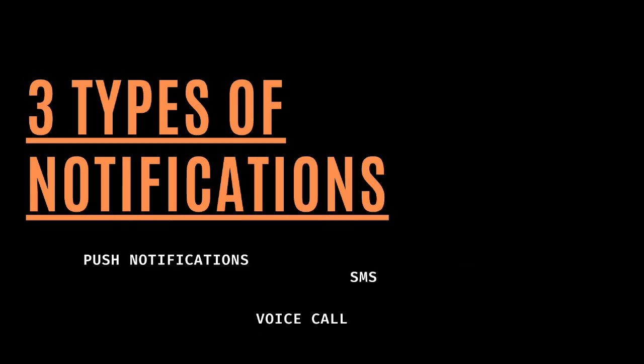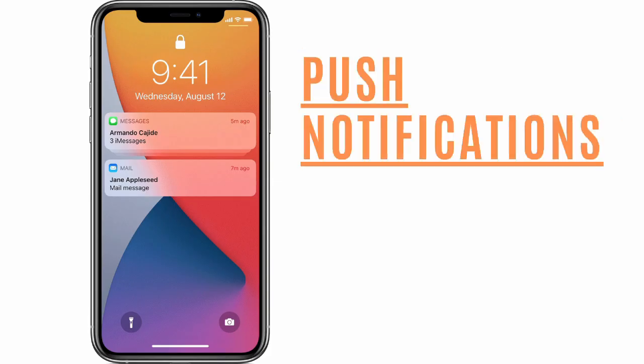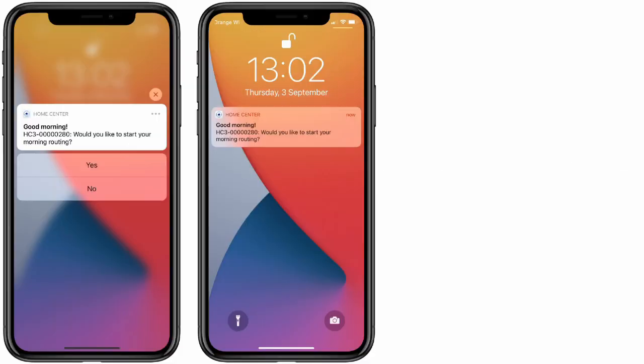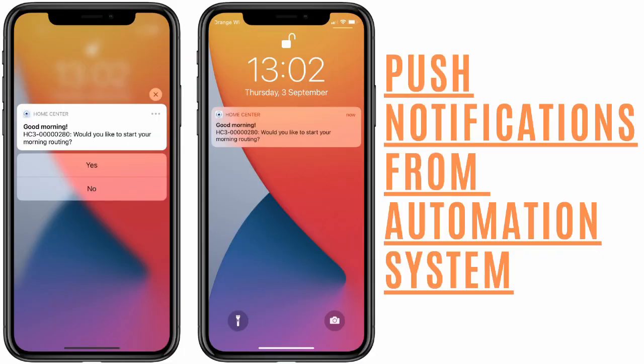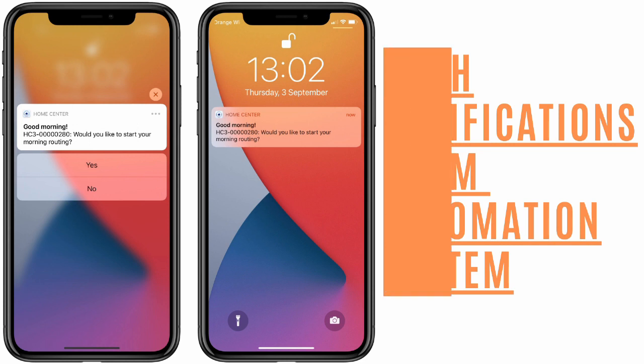There are three types of notifications that we can get from our security system or an automation system. That is push, call, and SMS. Push notifications is what we get when you make a purchase on Amazon. Similarly, you can get such push notifications from your automation system also. This is usually provided by the automation system provider itself. It can also be interactive.